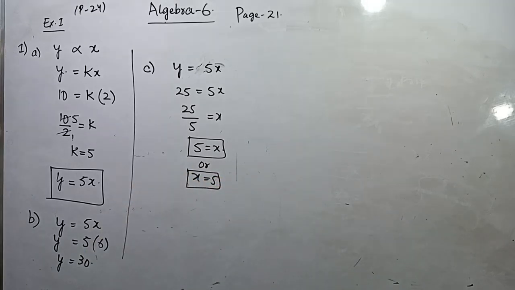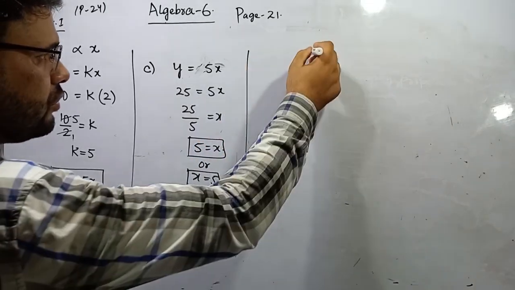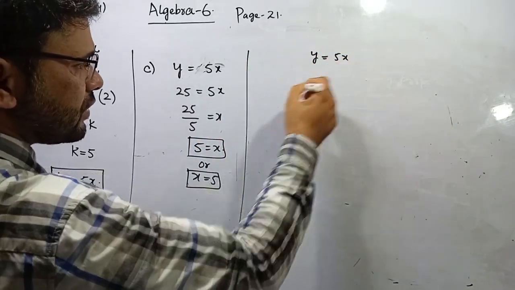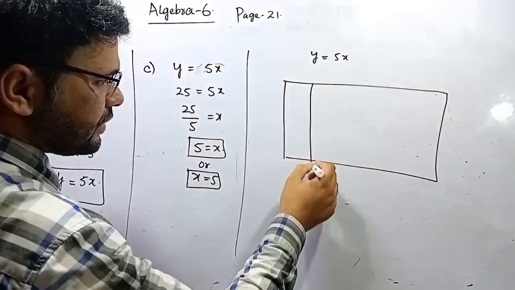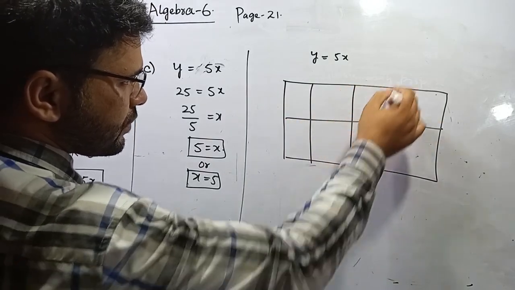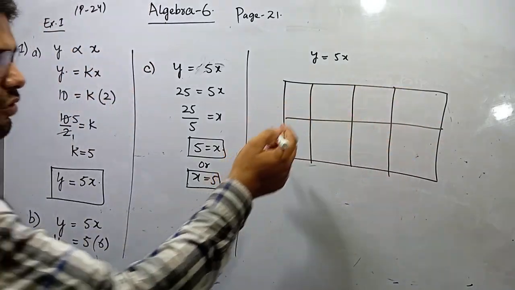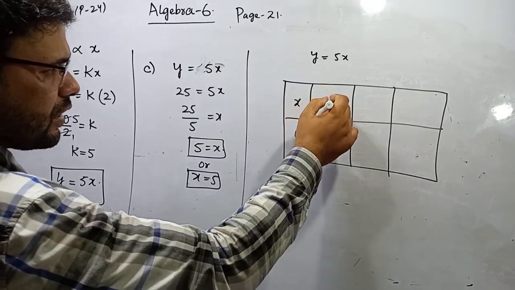Now the third part, sketch the graph of y against x. You can draw the graph like this. We have y is equal to 5x. I will draw the table here. At least I need two values for x and y, or we can take three values on our own. This is x, this is y. I will put 0 first.